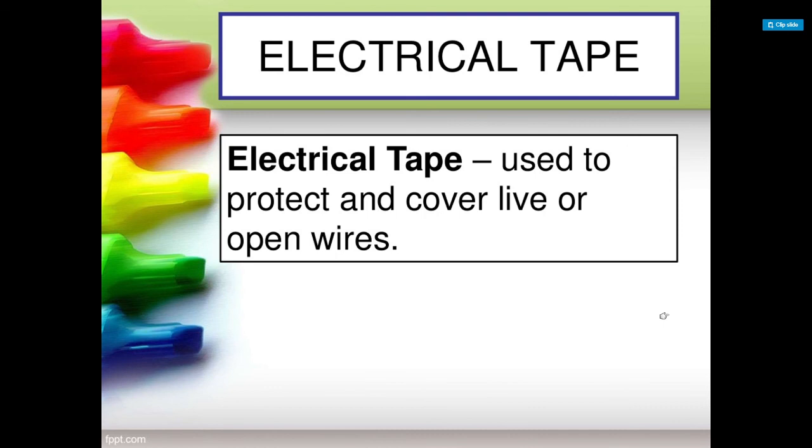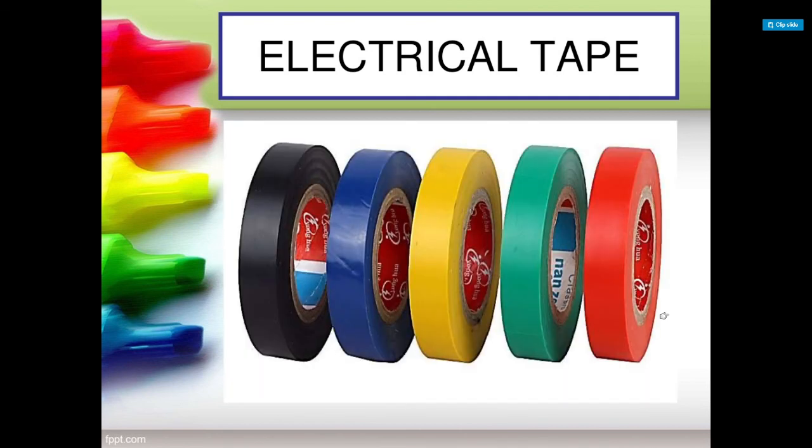Next, electrical tape. This is used to protect and cover live or open wires. So if, for example, your extension cord has a damage already, then you can cover it with an electrical tape. And I believe you have seen already an electrical tape.